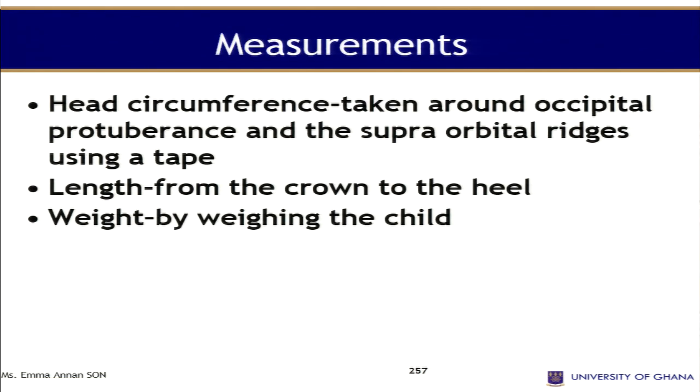Measurements. We have talked about measurements when we're looking at growth and development. The head circumference is taken around the occipital protuberance and the supraorbital ridges using a tape. So that is how you measure it. The length is usually taken from the crown to the heel, and the weight by weighing the child.